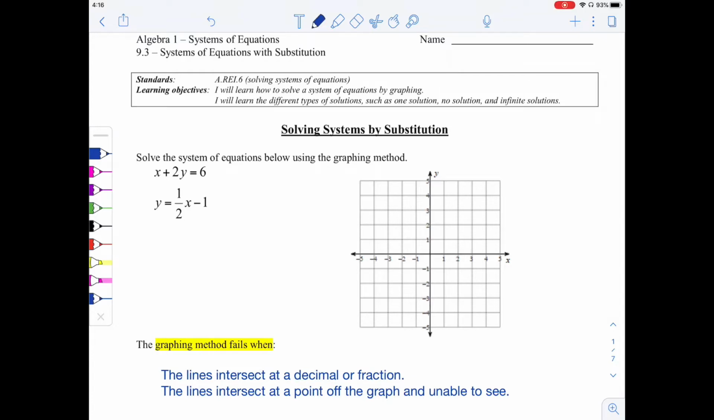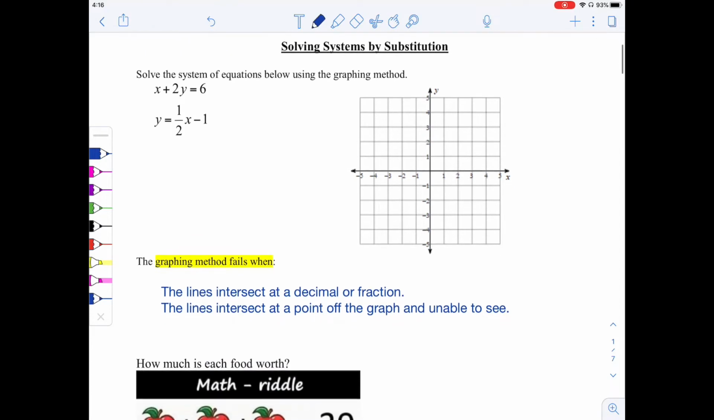Welcome everybody. This is solving systems of equations with substitution, 9.3. So first off, we're going to solve the system of equations below using the graphing method. Let's do that first. Okay, so the first one is given in standard form.